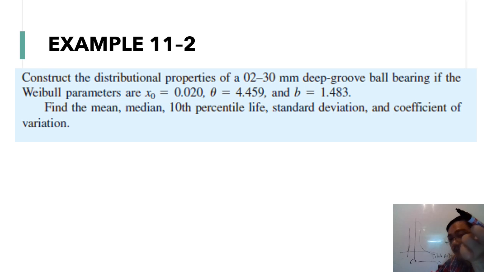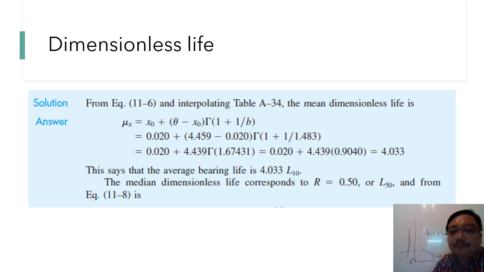In one of the notes, it says that b is near 1.5, more or less 1.5. So in this condition, b, the squareness of the ball bearing, is 1.483. Find the mean, median, and 10 percentile, standard deviation and coefficient of variation. How to find it?